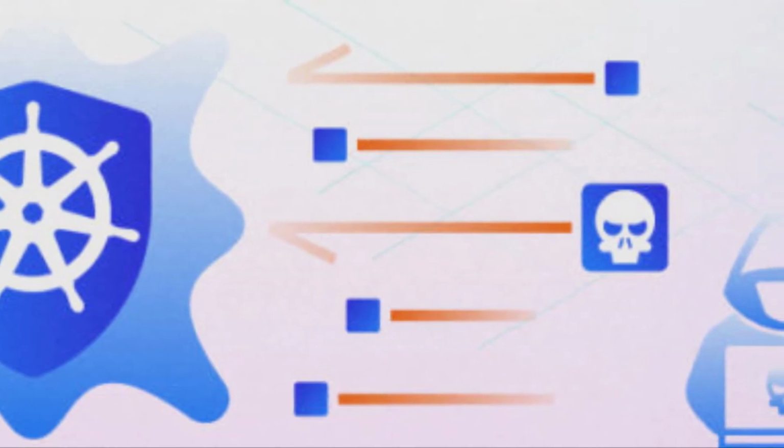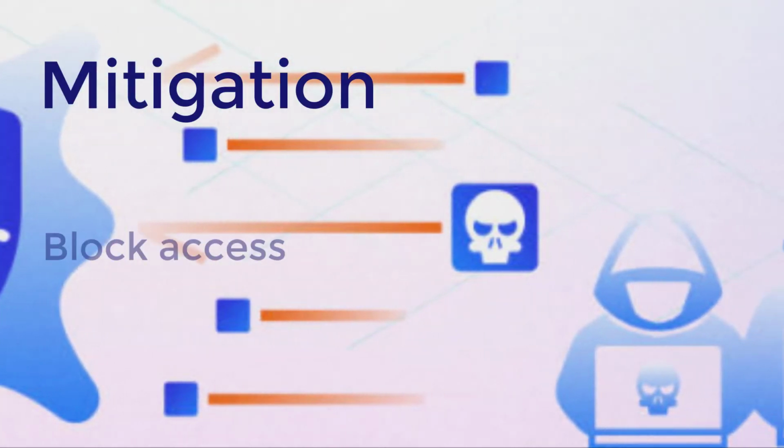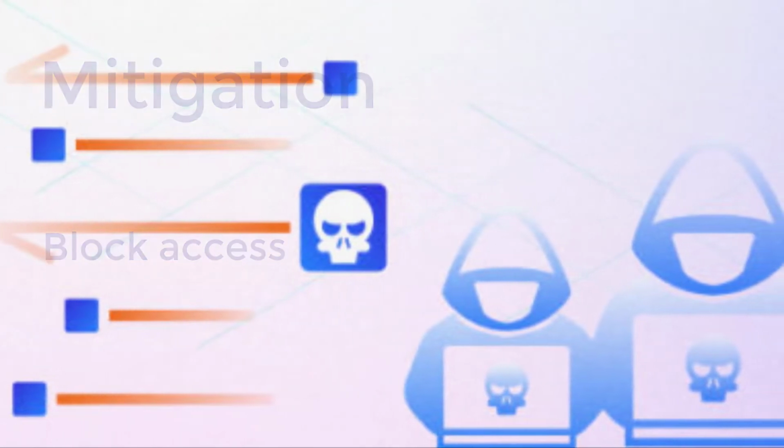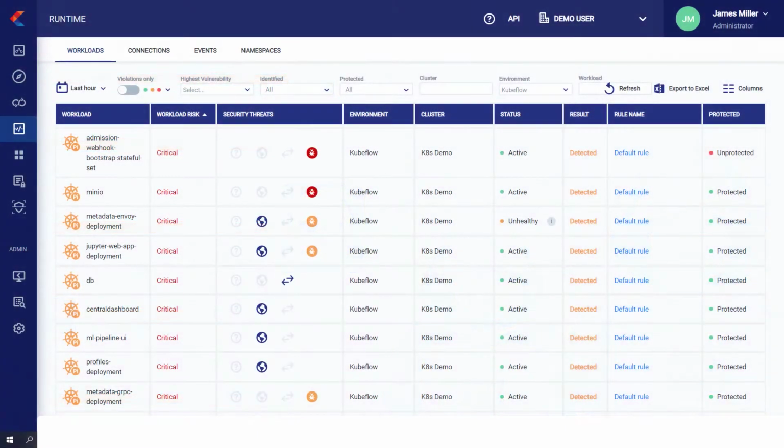The mitigation for this vulnerability is to block connections to such workloads from unvalidated external sources or quarantine the workload altogether. Portshift can identify and block such attacks. Let's see how. The runtime view shows what is running on your cluster.